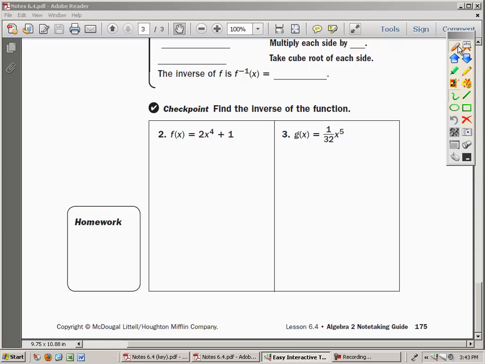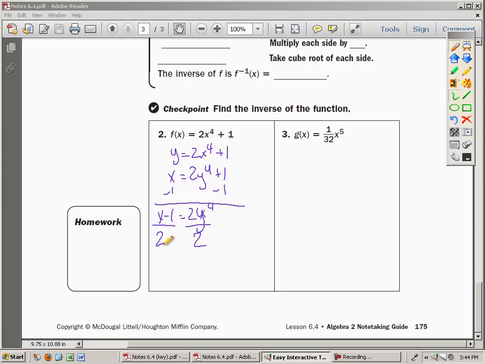All right, so we simply want the inverse of this function. This says y equals 2x to the fourth plus 1. If I want to find the inverse, I interchange x and y: x equals 2y to the fourth plus 1. So to solve this for y, we take 1 away from both sides. I get x minus 1 is equal to 2y to the fourth power. We have to isolate that y, so we're going to divide both sides by 2.